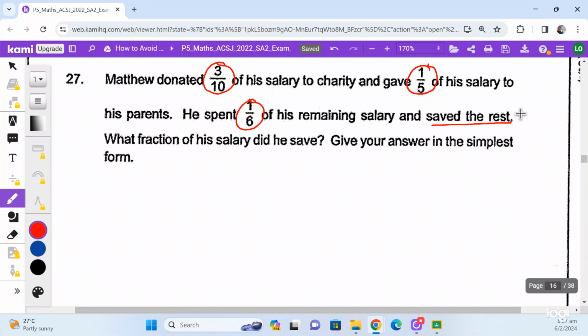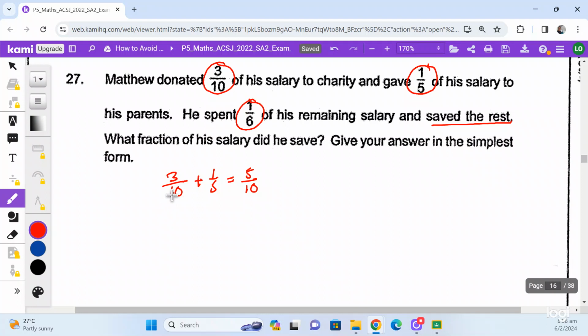Students generally, or even the teacher, will teach them to do it this way, without any methods. Basically, they understand that they need to find how much money Matthew donated and gave altogether. So they will do this, right? You have 3 over 10 plus 1/5, make the denominator the same, and you will get 5 over 10. That is the fraction of the salary donated and given to parents.